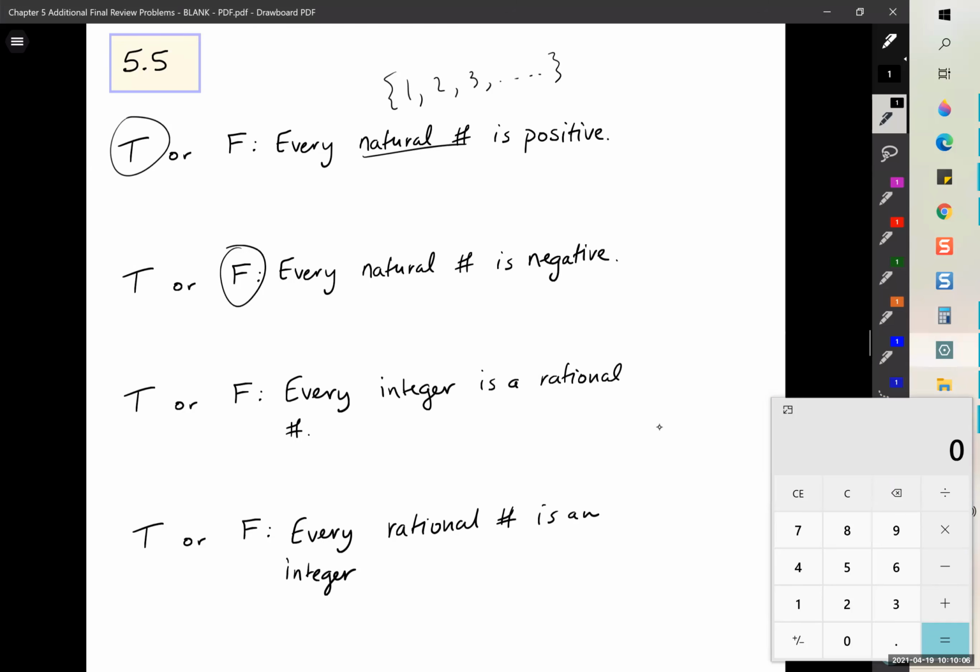Every integer is a rational number. Now that's going to be true because if I start with an integer, for instance, like 3, I can write it as a rational number by putting it over 1. Anything over 1 is itself, or equivalently like 6 over 2. However, it's going to be false that every rational number is an integer, meaning every rational number can be turned into an integer. For instance, 1/2 is a rational number. That is definitely not an integer.